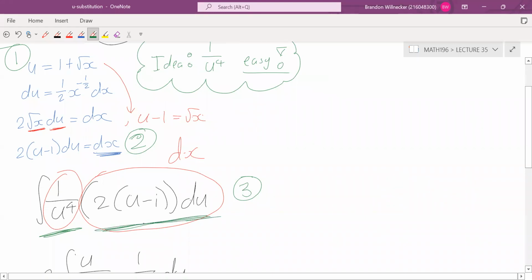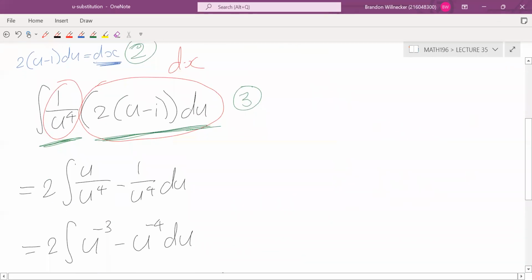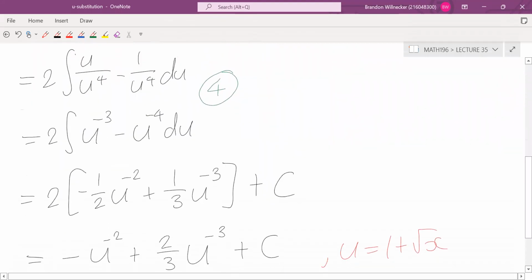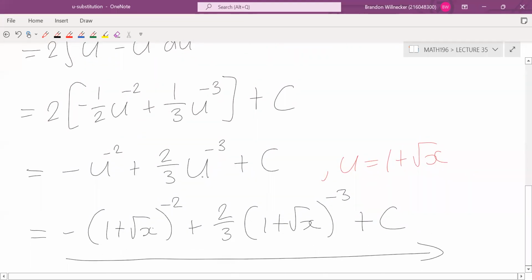Okay, so the function of x changed to a function of u, and the differential dx changed to the differential du. Okay, then we integrate in terms of u, but remember that we can't leave it in terms of u. We need to change back to x. Okay, so that's always your last step.